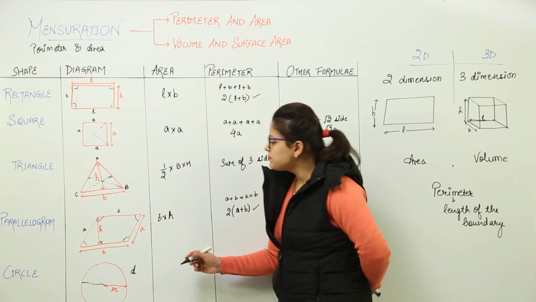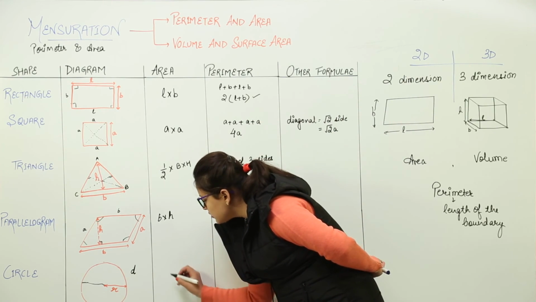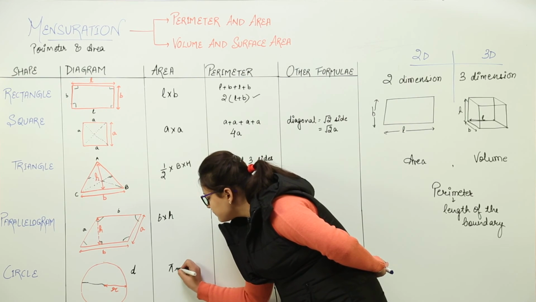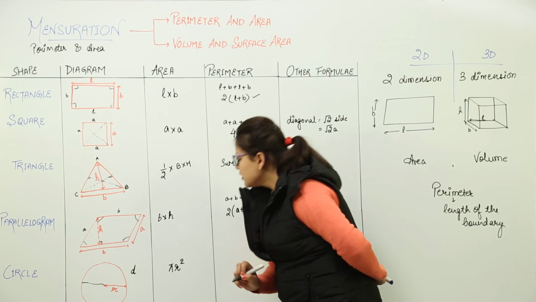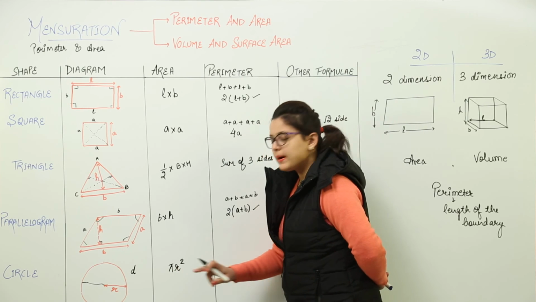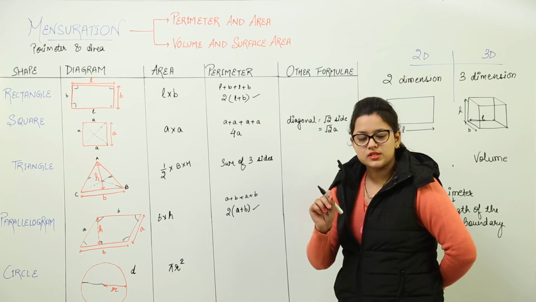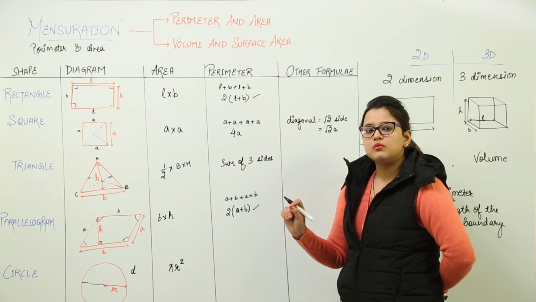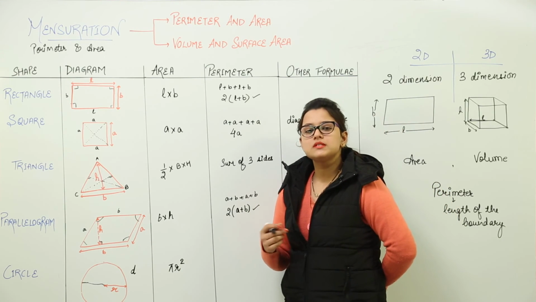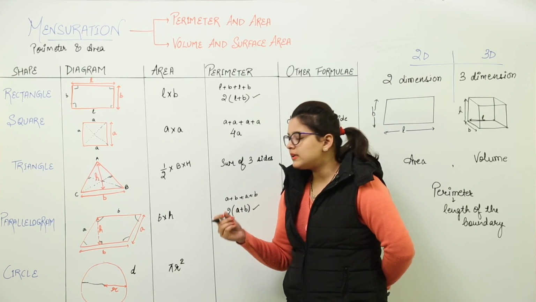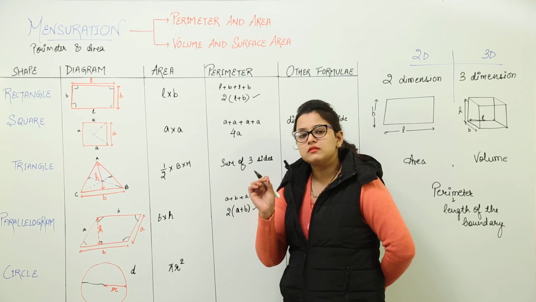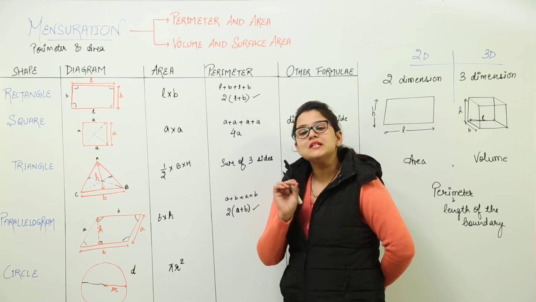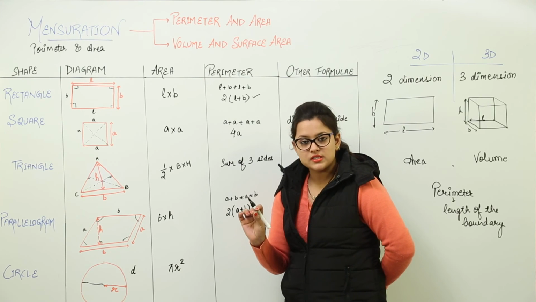Now, what is the formula of the area of a circle? It is pi r square. Now here, what do you mean by pi? See, pi is a constant. It is a mathematical constant. It has a fixed value. We have discussed constants and variables in earlier chapters. In that, I told you that constants are those whose value remains fixed all the time. You cannot change their values.